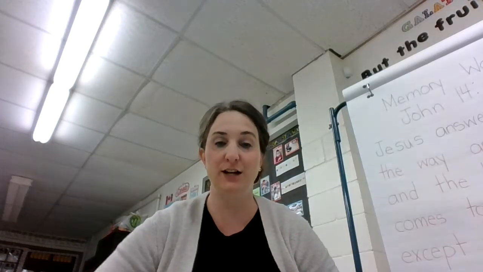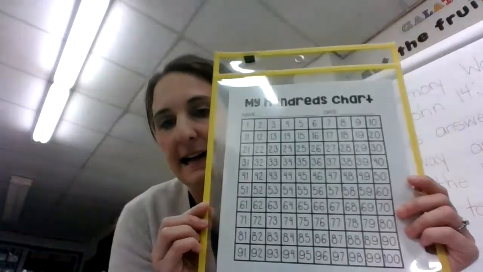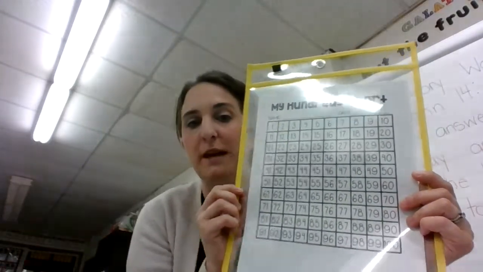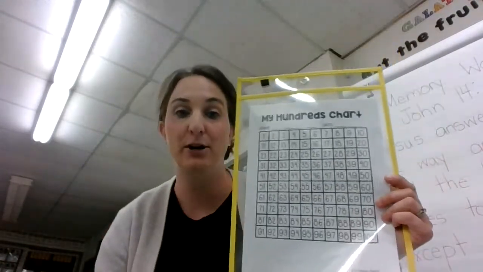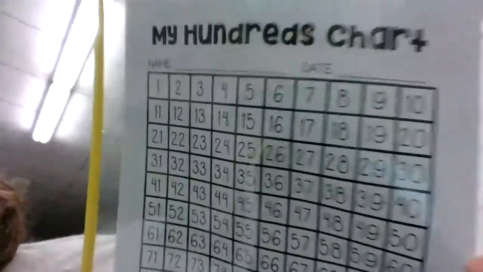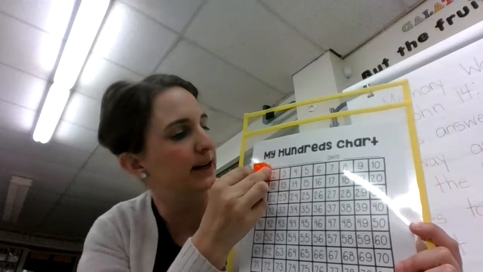So the first thing I'd like you to do is get your hundreds chart out. So it looks like this. And if you have your block with you, you may grab your block. Mrs. Cummins is going to grab hers. So I have my orange block. And we're going to count all the way up to number 24, okay? So let's start at number 1.